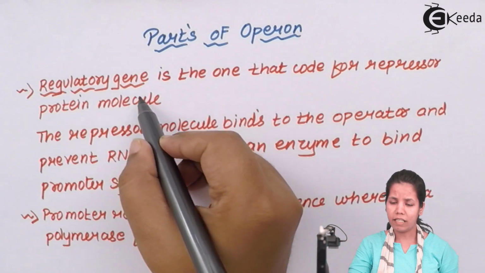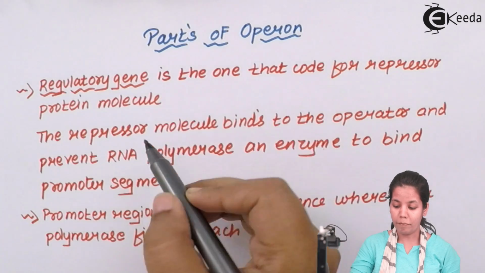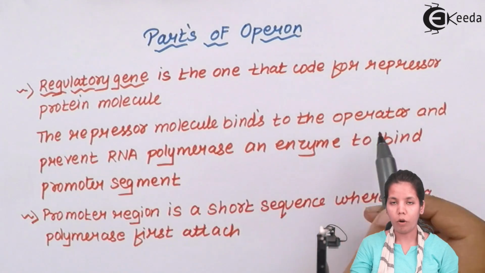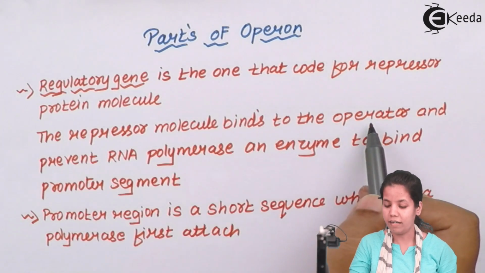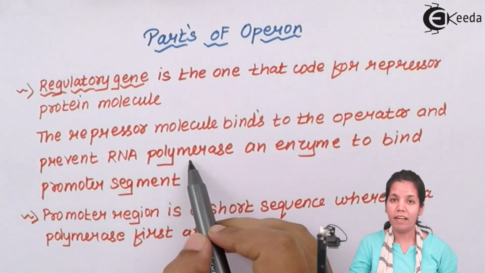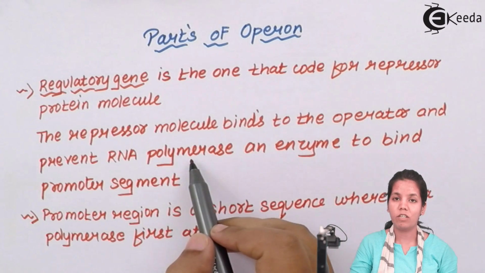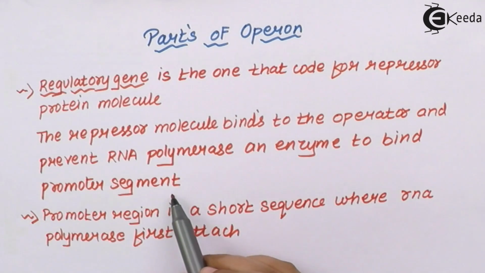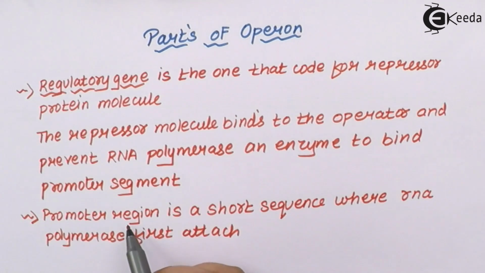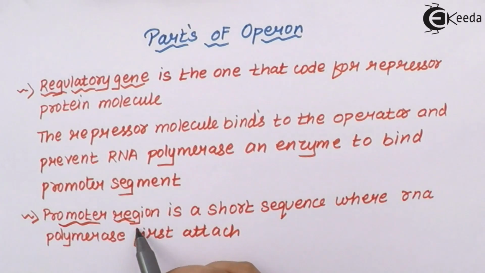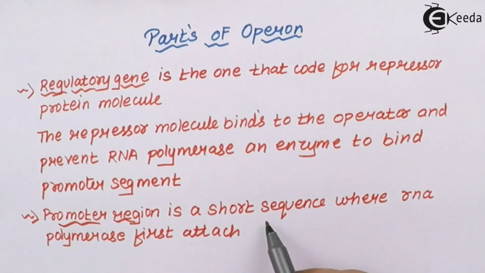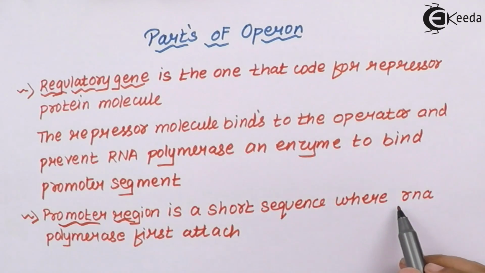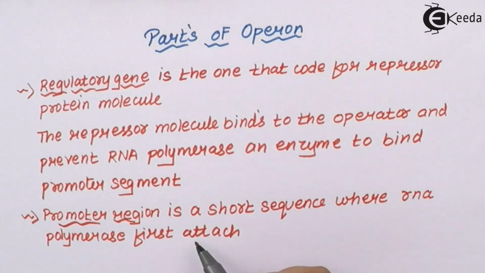We are studying about the regulatory gene. Now the repressor molecule binds to the operator region, or you can say the starting region, and prevents the RNA polymerase, the polymerase that actually makes the mRNA of an enzyme, from binding to the promoter segment. Next one is the promoter region. Now this is a short sequence where RNA polymerase first comes in and attaches.